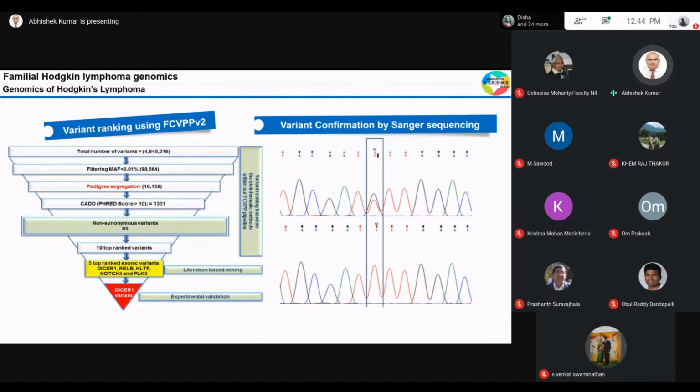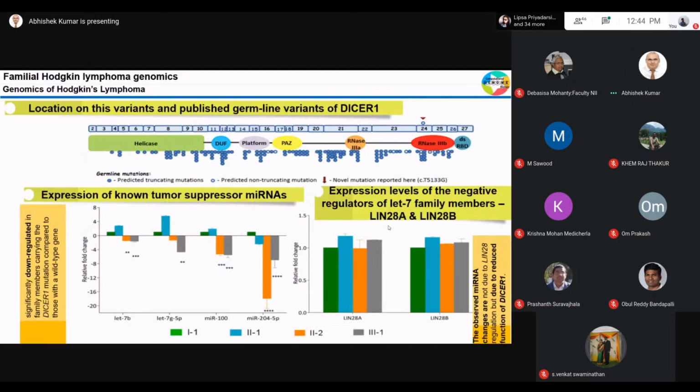And in this study, in a larger cohort with 3 families, we identified mutations in DICER1, and an independent study also identified DICER as a candidate mutation, and this can be confirmed by Sanger. And when we looked at where the mutation is located, it is located at the C terminal end at exon 24. And when we checked the expression profile of known tumor suppressor genes, we see that there is a regulatory effect, and this was also checked for the negative regulators of let 7 family members, LIN28 and LIN24.